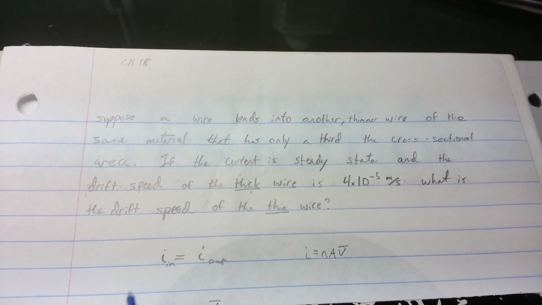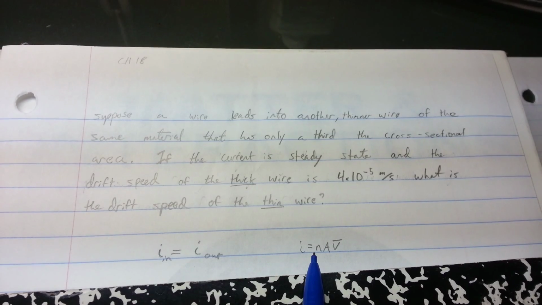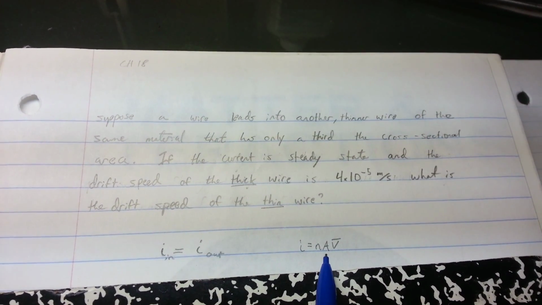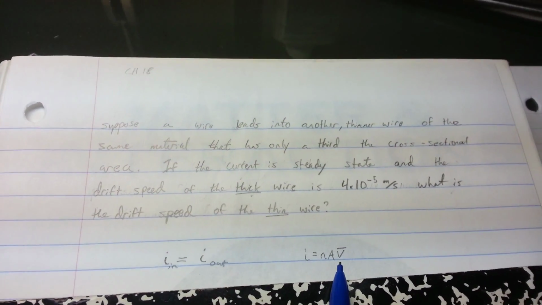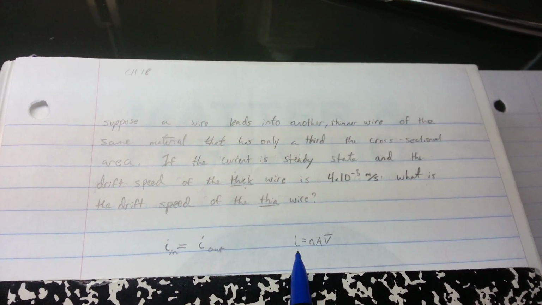Well, we know we can relate the two because the number of electrons per second in is the same as the number of electrons per second out. The number of electrons per second is related to the density times the area times the drift velocity, or drift speed, whichever you want to call it. Because we know we can relate these two, we just plug them in as such.